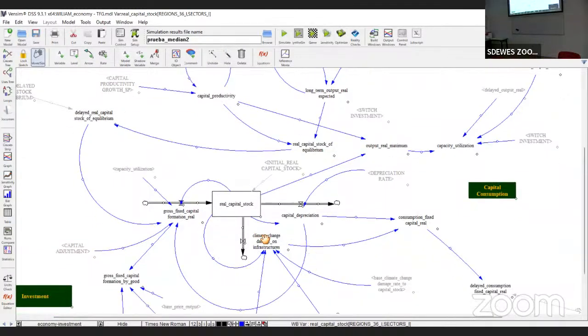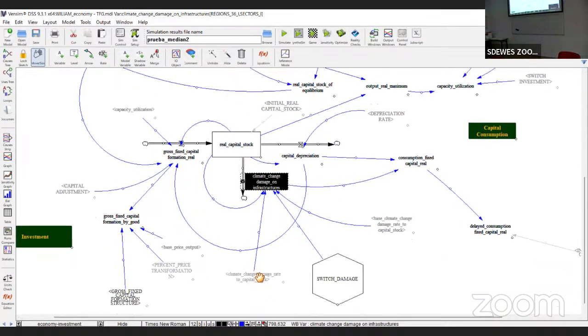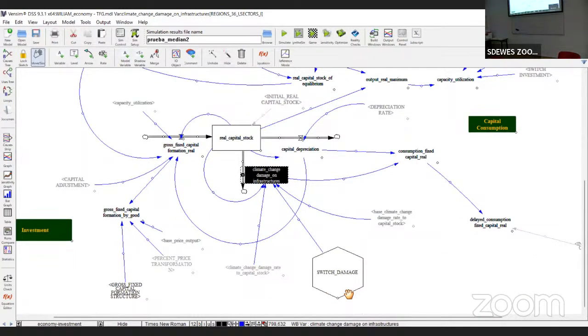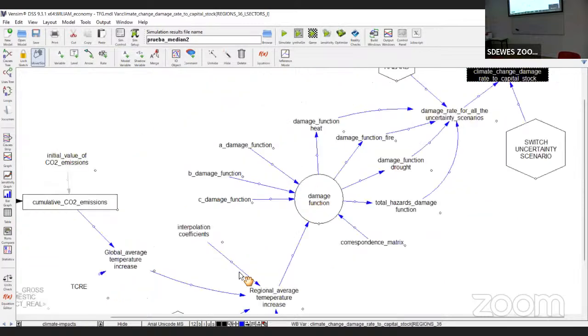So, how have we modeled these climate change damages? We have a very simple, well, it's a kind of debate. I have here a switch. I think Oli also uses these switches, so maybe you've explained yesterday. We can use this switch to activate or deactivate the damage.